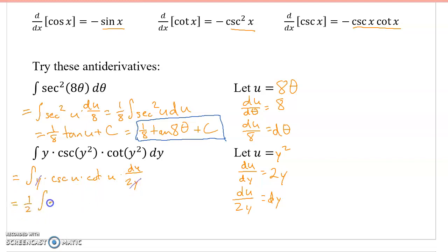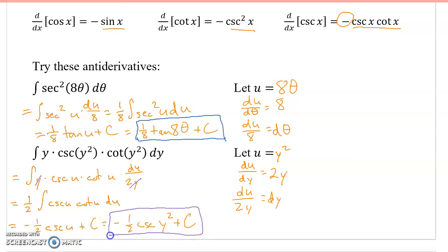And we've got cosecant of u, we've got cotangent of u, and we've got du. And that's exactly what I need in order to do this integral. Don't forget the negative. Since we don't have a negative here, we have to have the negative in our answer, right? So we'll go ahead and have negative 1/2 cosecant of u plus c, or negative 1/2 cosecant of y squared plus c. And that would be the final answer for this one.